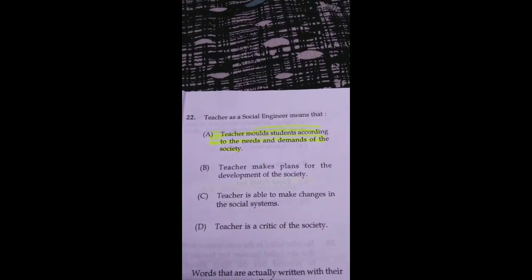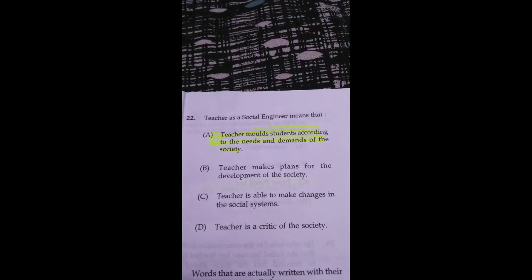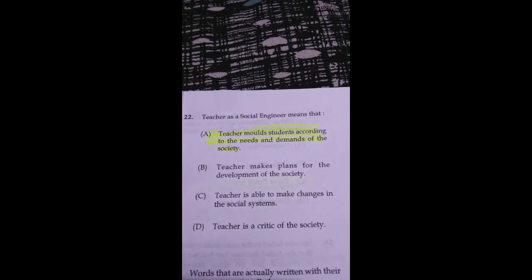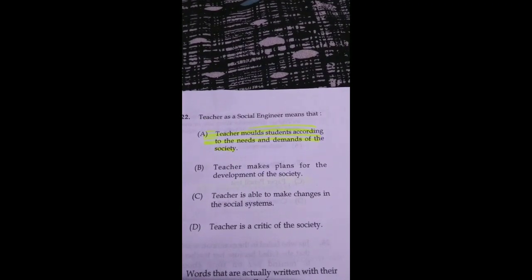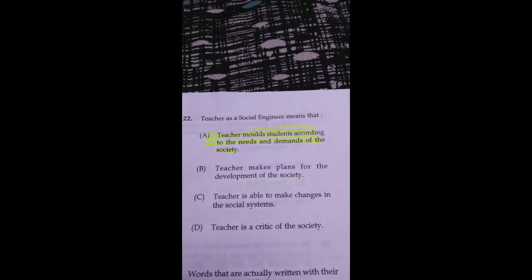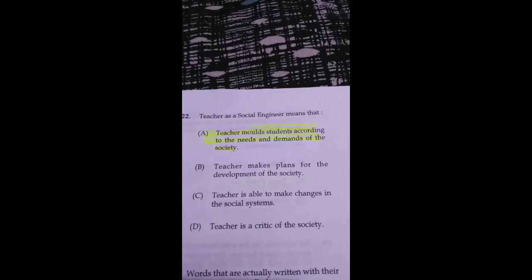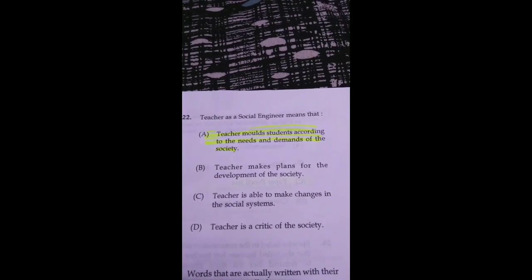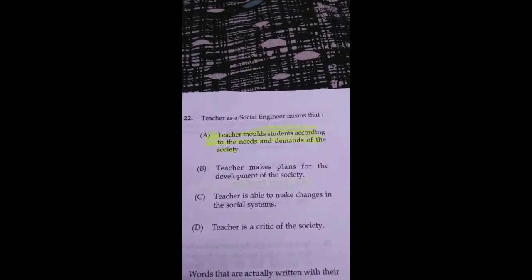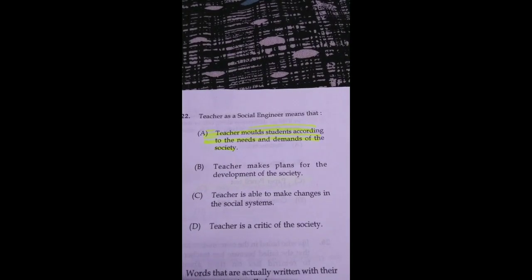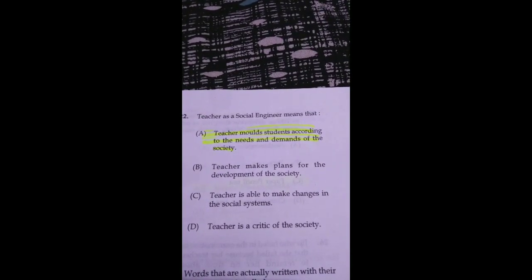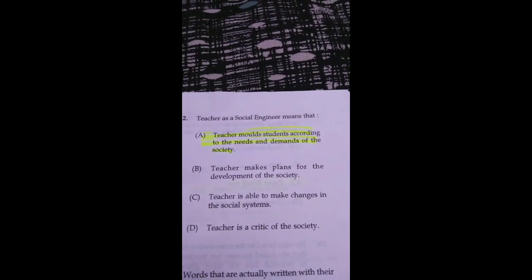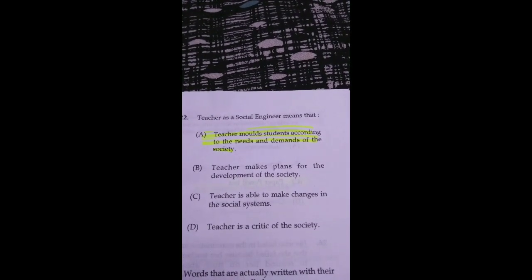Number 22. Teacher as a social engineer means teacher molds student according to needs and demands of the society. Teacher makes plans for the development of the society. Teacher is able to make changes in the society. Teacher is a critic of the society. Answer is teacher molds student according to the needs and demands of society.